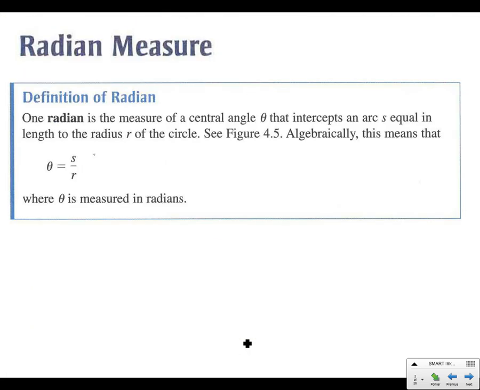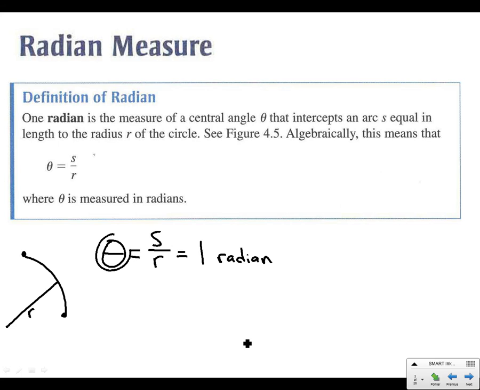All right, so let's talk about radian measure first. A radian is the angle necessary so that S, which is an arc length, so some curve of a circle, divided by the radius of that circle, if those two lengths are the same, then we have 1 radian. So a radian is defined as the angle necessary so that the arc length you get is the exact same length as the radius.